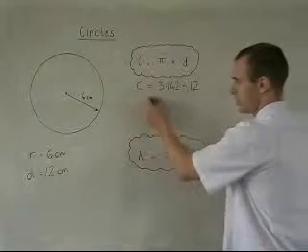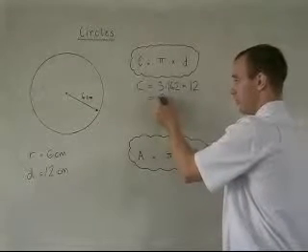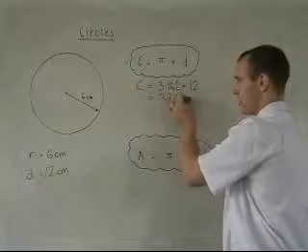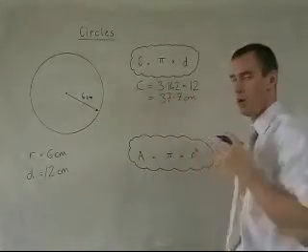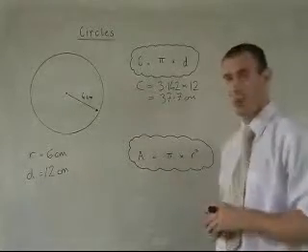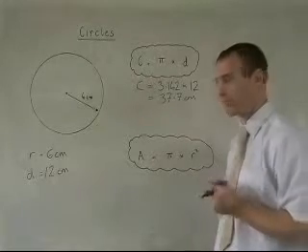Type that into a calculator and we get the answer 37.7 centimetres. Now, when you do that in a calculator, you'll get more decimals, but we don't need all the decimals. In this case, we've just rounded to 1 decimal place.